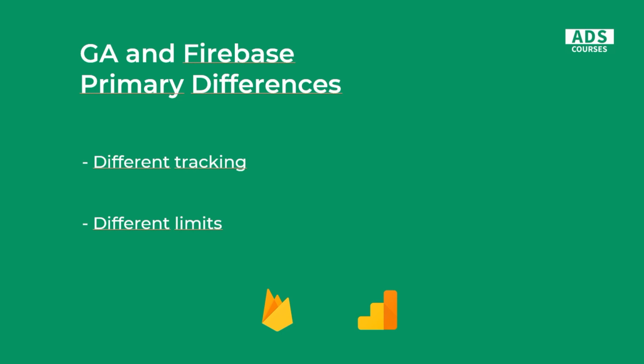In Google Analytics, you have hits and screen views, right? And events in Google Analytics are made of event category, event action, event label, and event value. In Firebase, on the other hand, the schema is totally different. Everything in Firebase is an event, and even screen views are events. And event schemas in Firebase are event name plus up to 25 additional key value pairs of parameters.